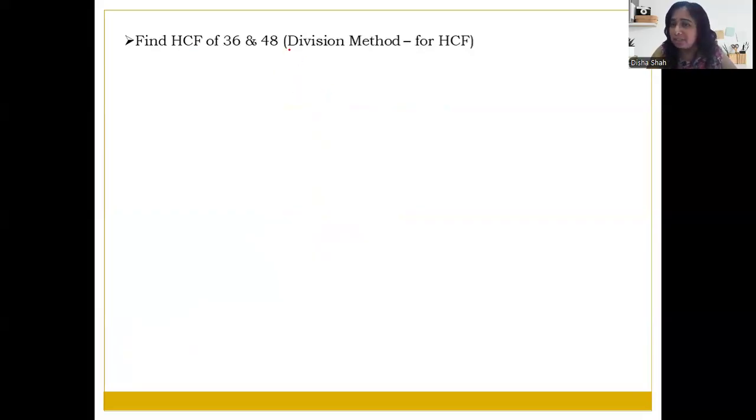Now there is something called the division method. This we use to find the HCF. How to use this method with 36 and 48? This method is generally used for very big numbers, complex numbers, confusing numbers. For a simple number like 36 and 48, this method is not that feasible. But we should know the method.